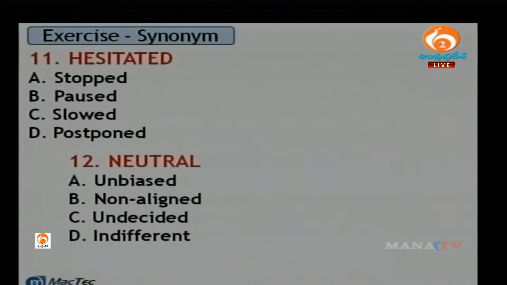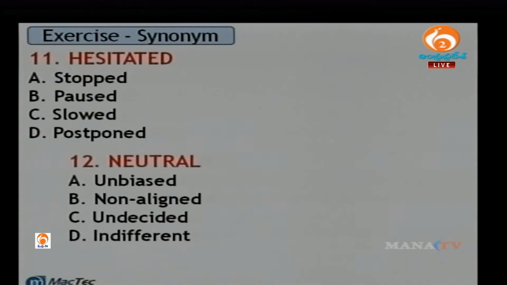Stopped, paused, slowed, postponed. If I'm postponing, I'm doing it later. If I say stopped, I'm not doing it at all. If I slowed, that means I'm doing that work. Hesitated means before doing the task, he stopped himself, then he did it eventually. So the correct answer here is option B, which is paused.